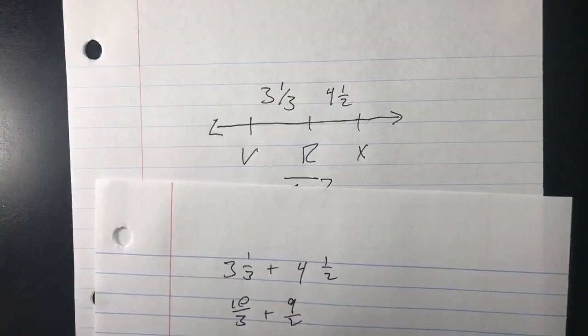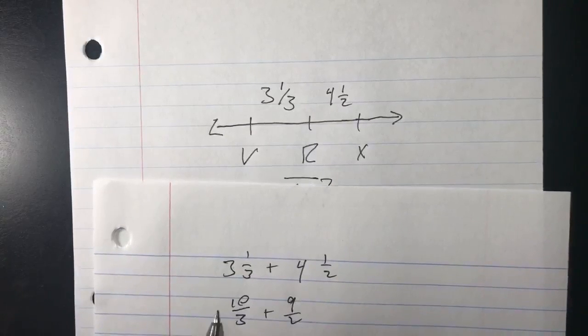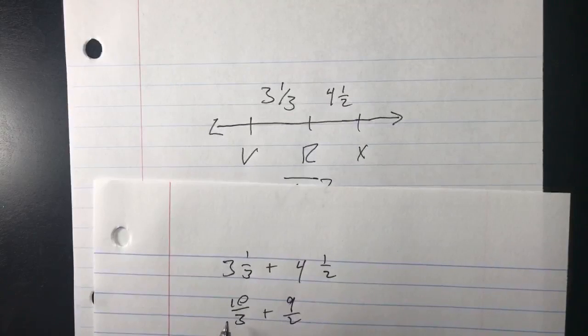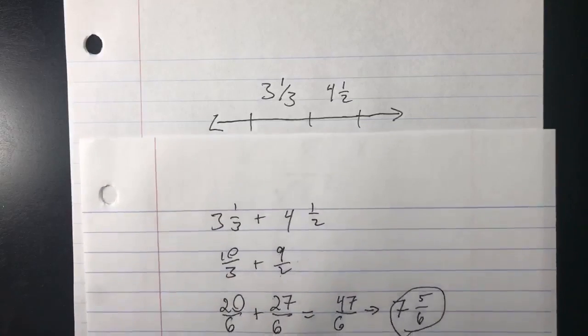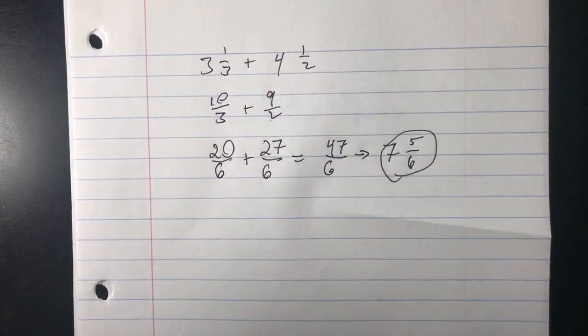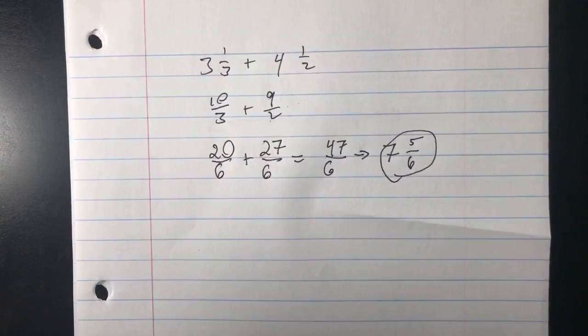Now we need to make sure that they have the same denominator. So I'm going to multiply this left fraction by 2/2, and this right fraction by 3/3 so that their denominators match. And this is what I end up getting: 20/6 plus 27/6 equals 47/6, which reduces to 7 and 5/6. Hugo, you got it.